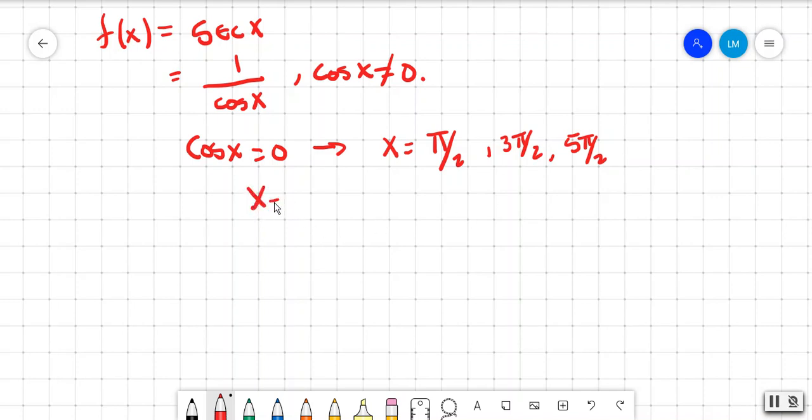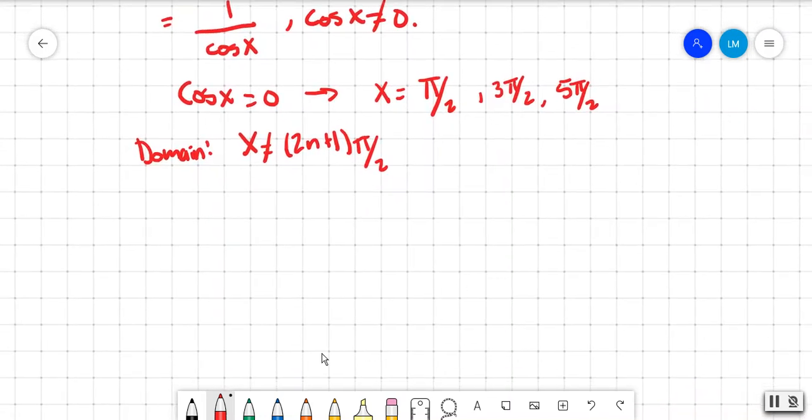One way to look at this is that there are asymptotes, or points that are undefined, at odd multiples of pi over 2. So this is more or less the domain of our function. Now, there are other easy ways to do that, which I'll demonstrate by looking at the graph of cosecant.